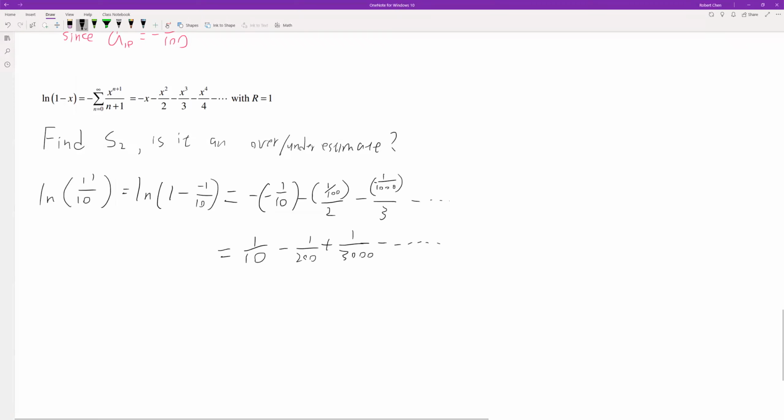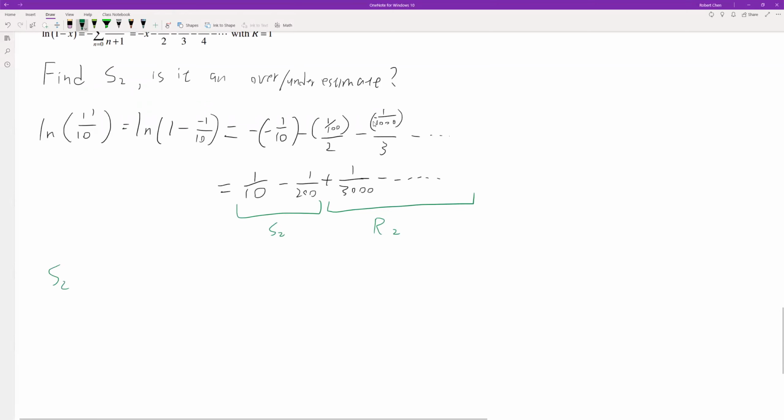Okay, so S2 is just these two values. That's S2. And then the remaining terms are going to be R2. So S2 is 1/10 minus 1/200. So that comes out to be, oops, no, actually, we need to do that. That's 19/200.